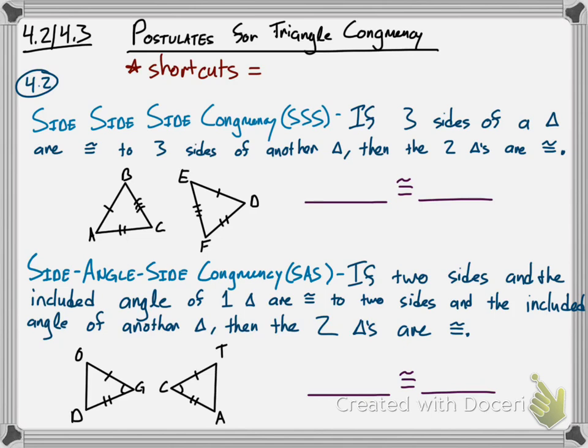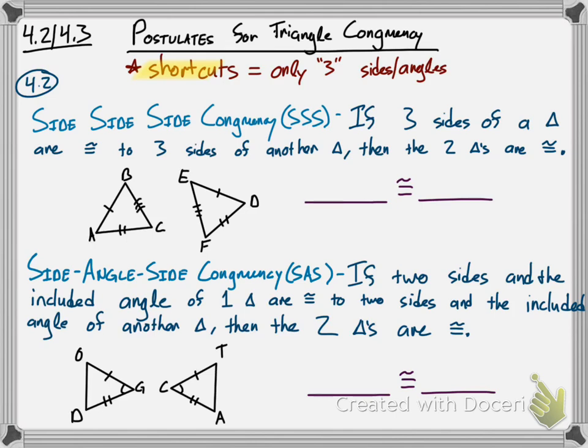Today, we're going to talk about 4 shortcuts. And with these shortcuts, we only need 3 pieces of information. We only need 3 sides or angles. So before, with a triangle, we would need all 6 pieces of information, the 3 sides and the 3 angles, in order to prove congruency. But now we're going to be looking at some shortcuts.